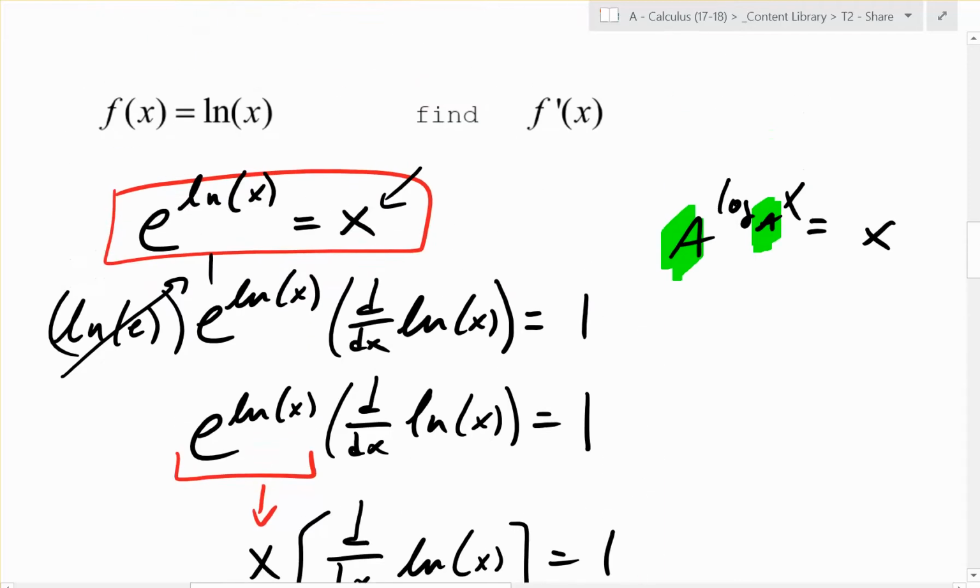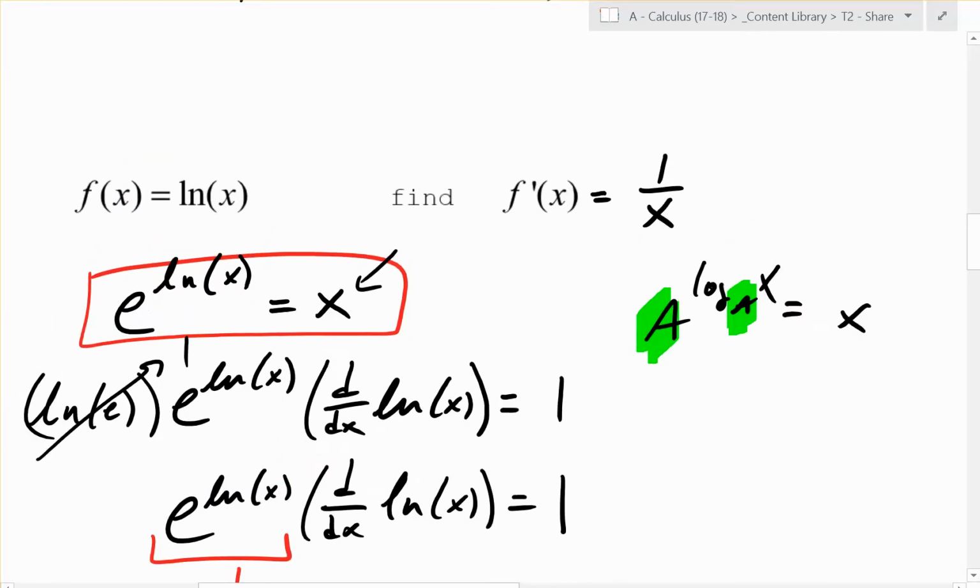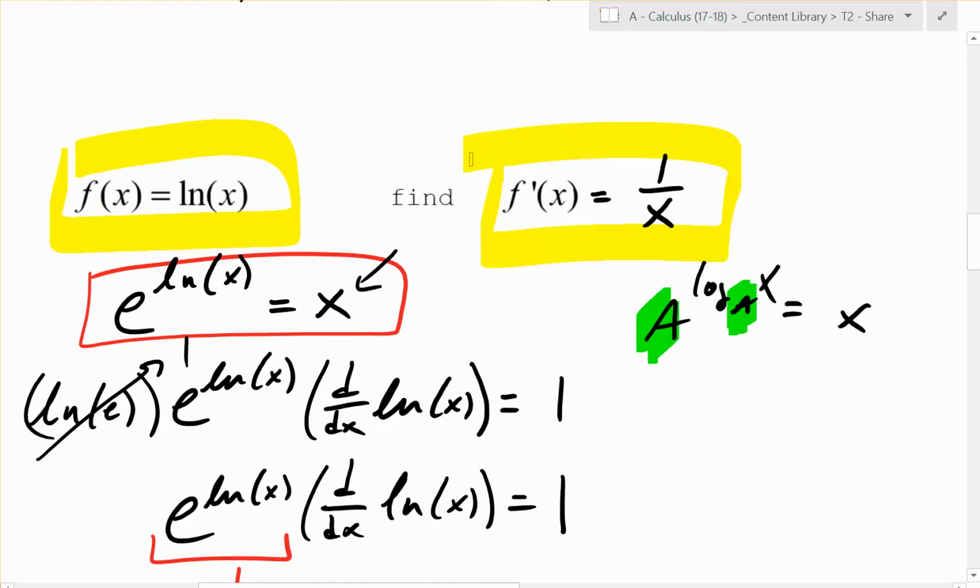So what this tells you is f prime, when f is ln x, is 1 over x. You don't have to prove this every time you use it. If I ever ask you for the derivative of ln x, the derivative is 1 over x. This is something you need to memorize, similar to the derivative of tangent being secant squared.